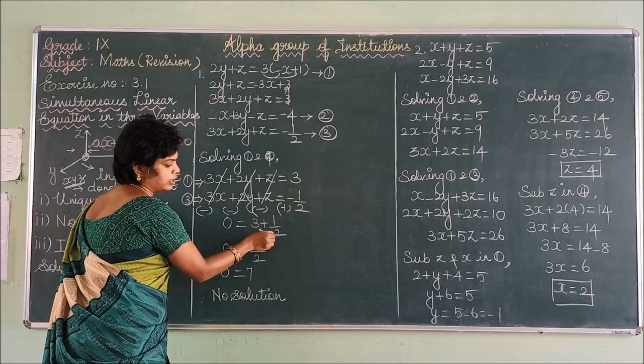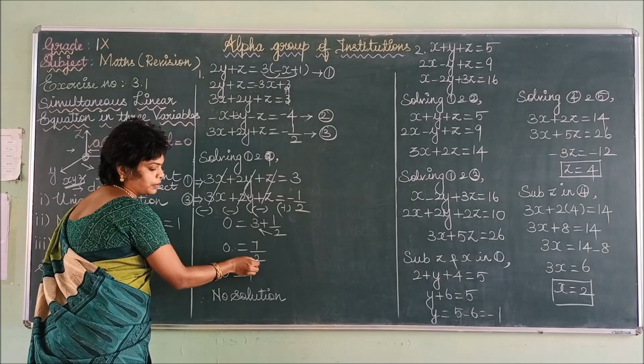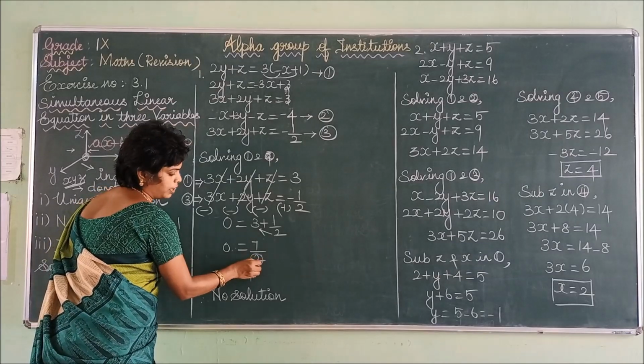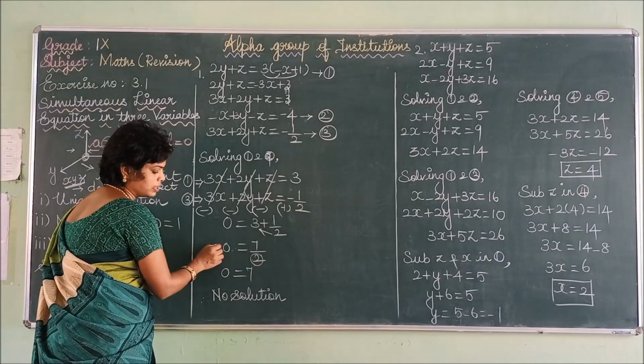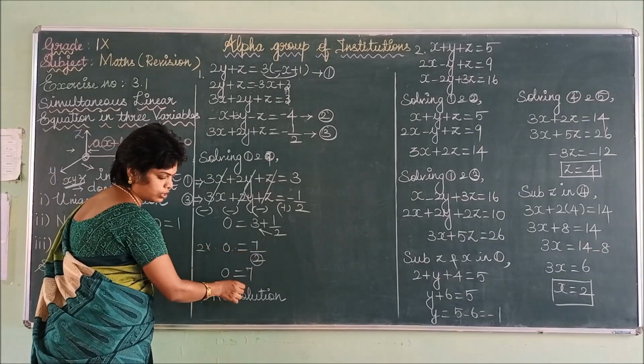Cross multiply. 3 2s are 6. 6 plus 1 is 7 by 2. So now I am taking this 2. This is the denominator, coming to the other side, it comes as numerator. 2 into 0 is 0. 0 which is equal to 7.